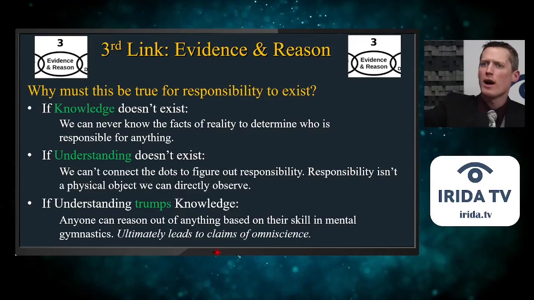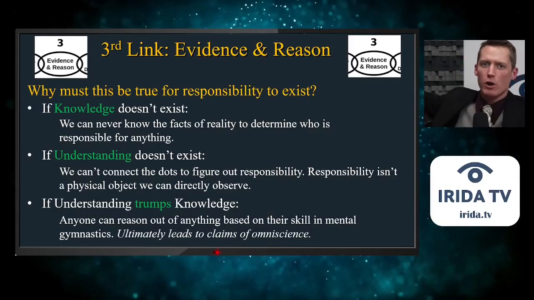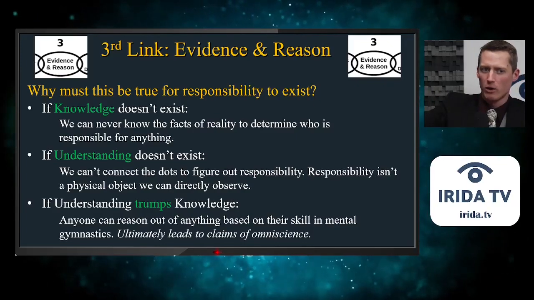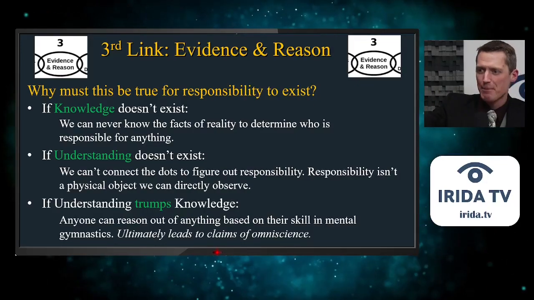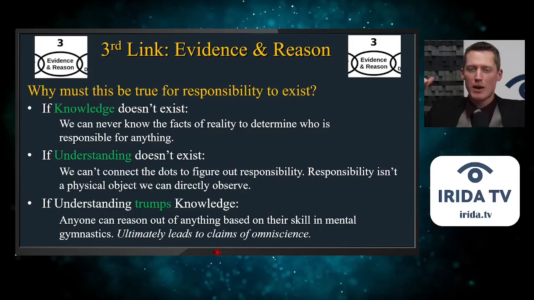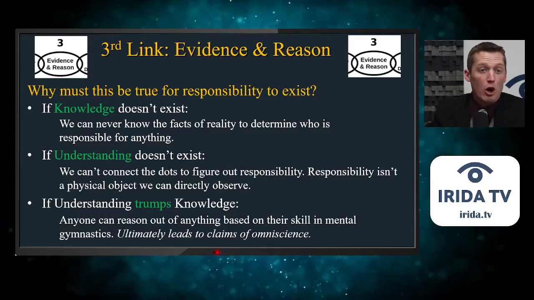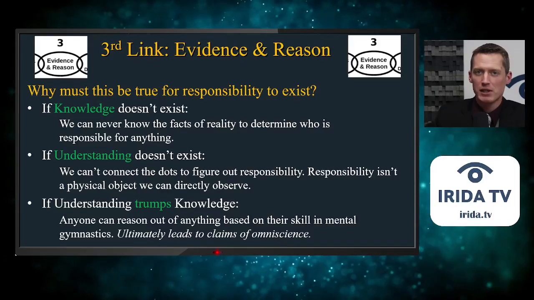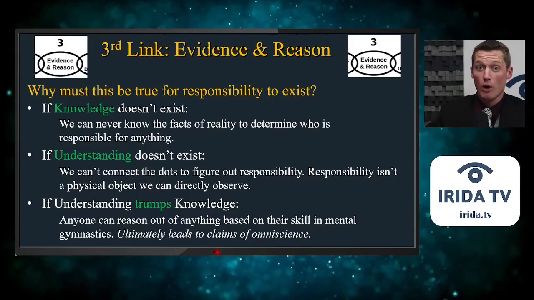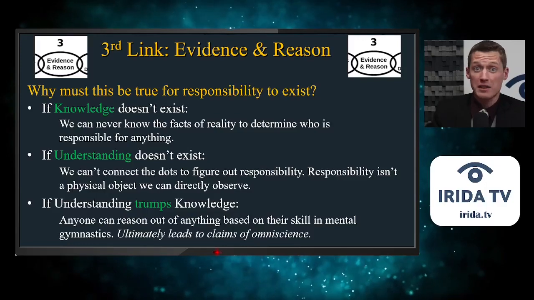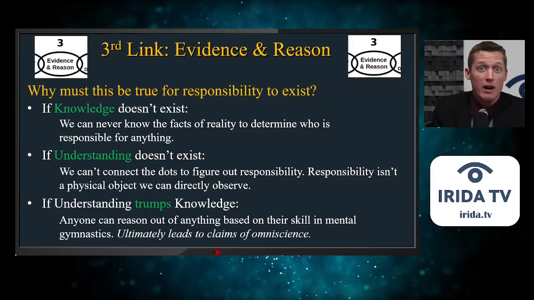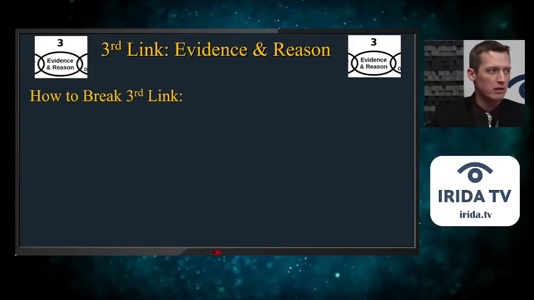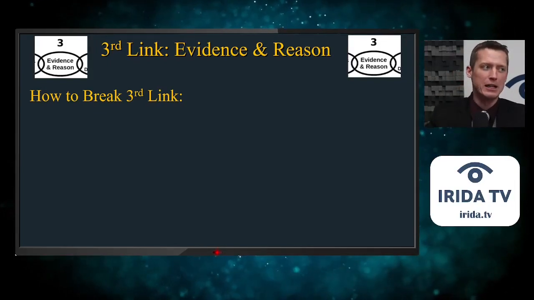Right? Oh yeah, you claimed that fact, but that fact contradicts this well-founded theory. So I'm not responsible for understanding whatever just happened here, because I can dance around it with my reasoning. And this ultimately leads to claims of omniscience, right? Because if someone could just reason around everything, that means they know everything, all the time. They don't have to rely on evidence at all because reason trumps evidence. If reason trumps evidence, how do you break link 3?